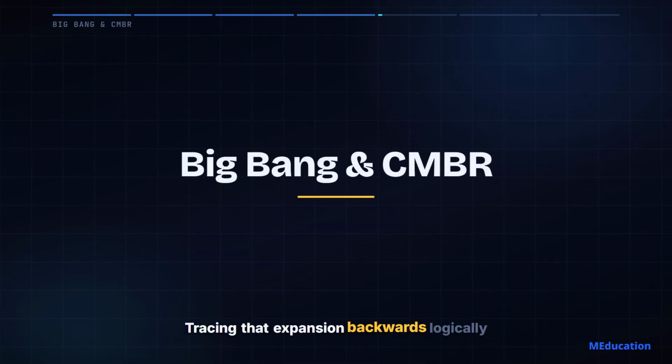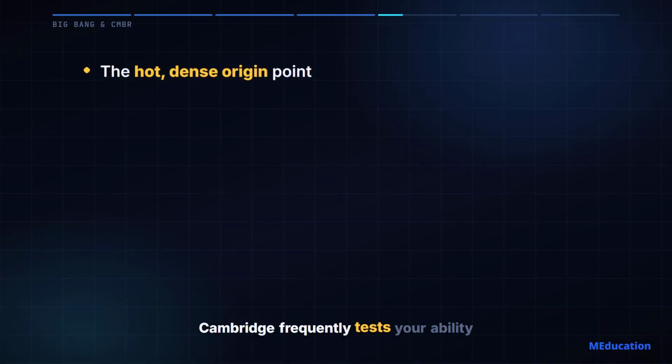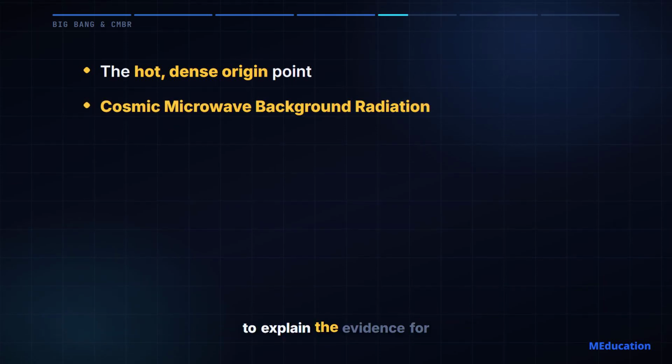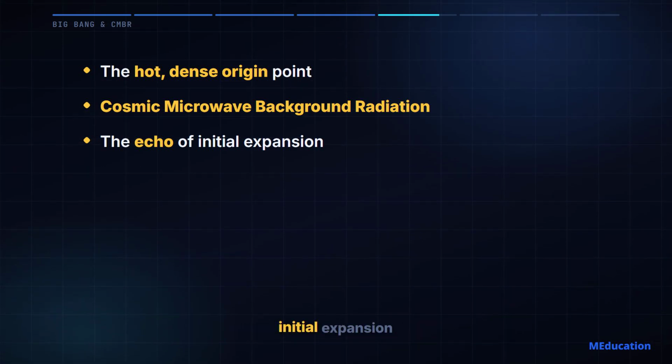Tracing that expansion backwards logically leads to the Big Bang theory, proposing a hot, dense origin point for space itself. Cambridge frequently tests your ability to explain the evidence for this model. You must be ready to write out the exact mark scheme points describing how the cosmic microwave background radiation is the cooled, stretched echo of that initial expansion, providing the ultimate proof that the universe was once infinitely dense.